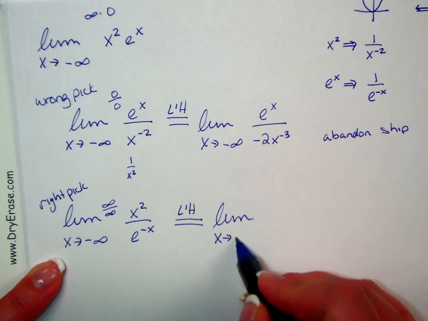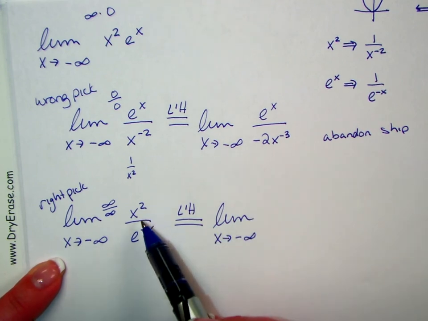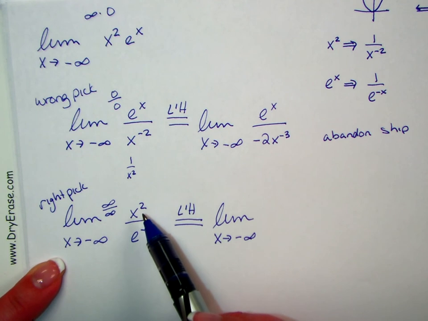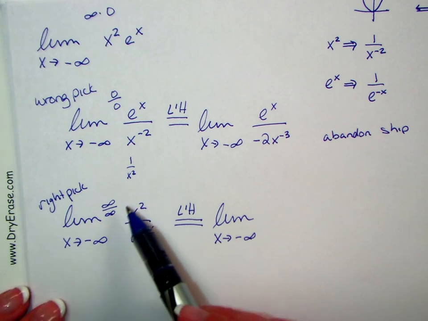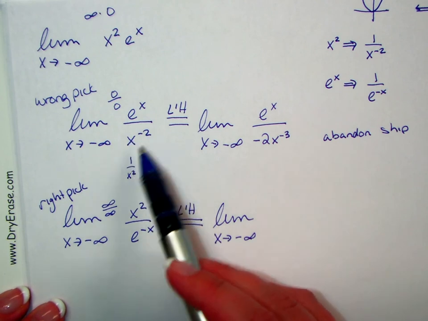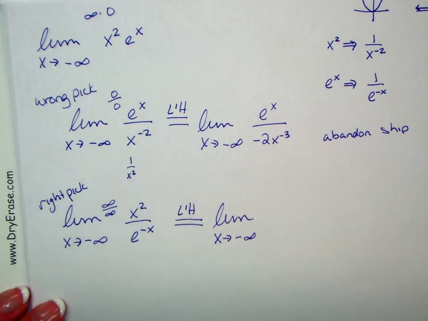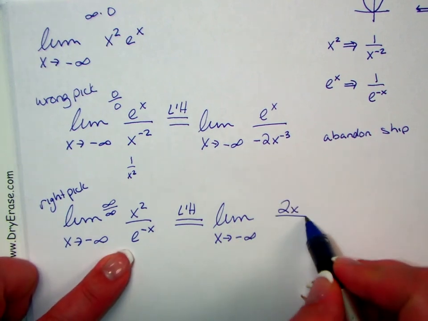Now I want you to notice, when we leave x squared on top, we have a maximum of 2 L'Hopital's rules. Because the first time we apply L'Hopital, we're going to get 2x. The second time we're going to get 2, which is a constant, which means we're always done, right? So this function is going to go down to a constant, whereas the other one was just going to keep getting more negative. So that's your big hint there. If I take the derivative of the top, I'm going to get 2x.